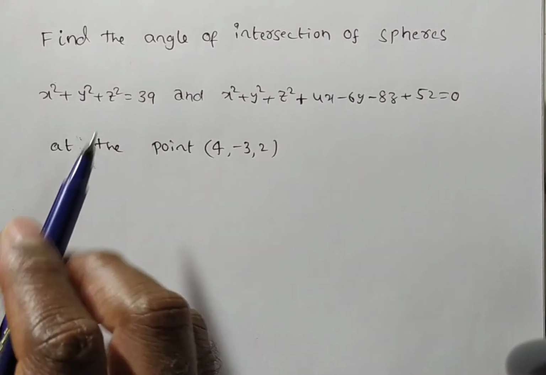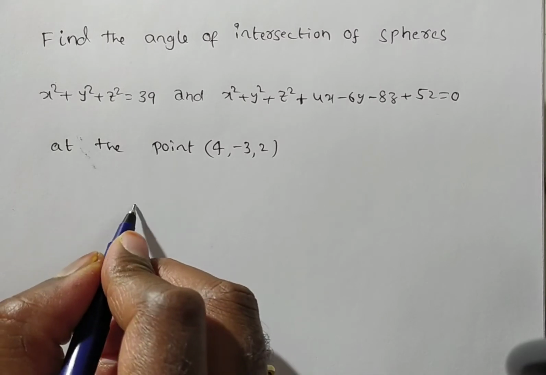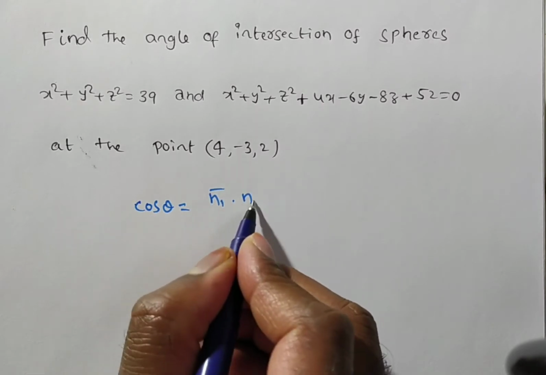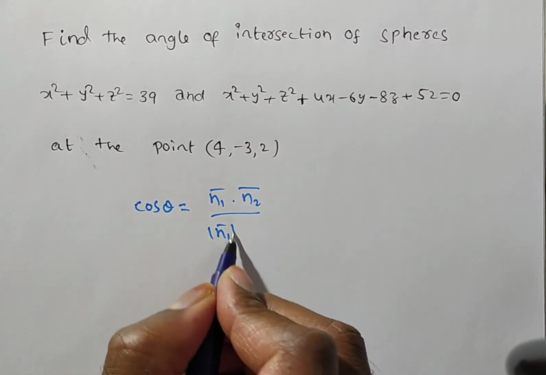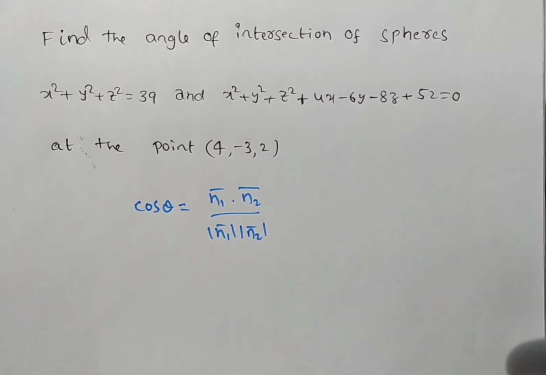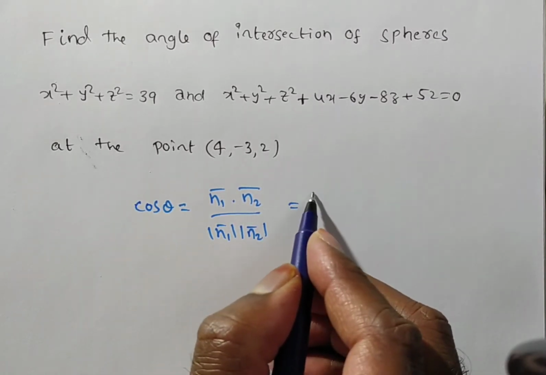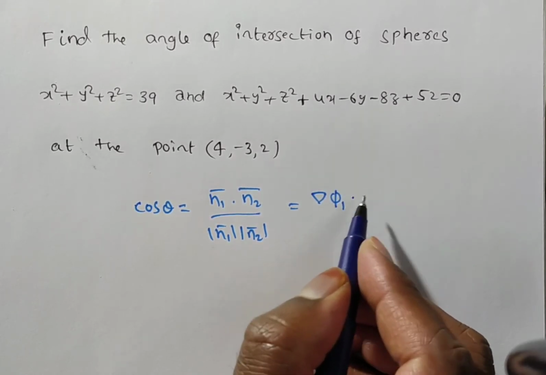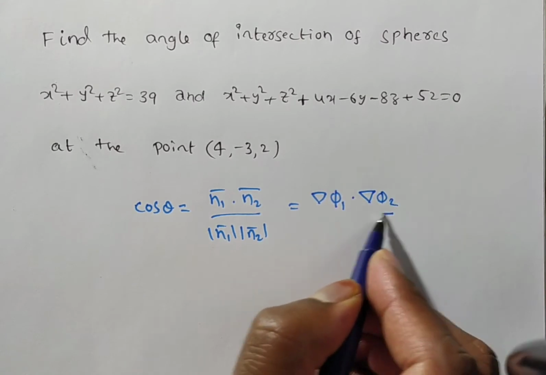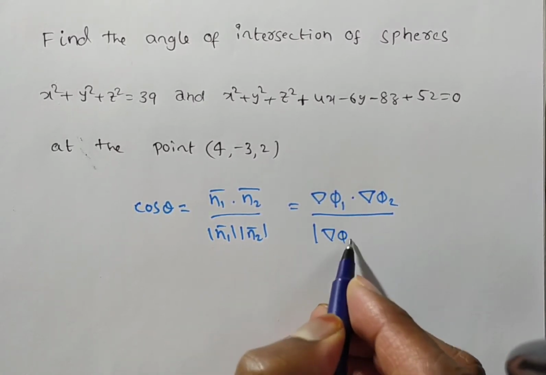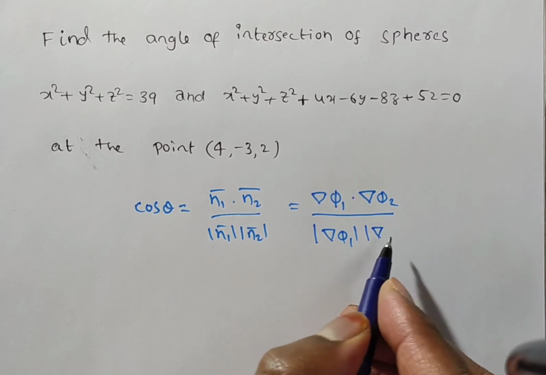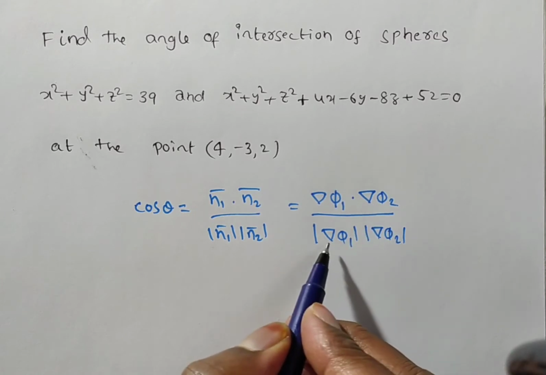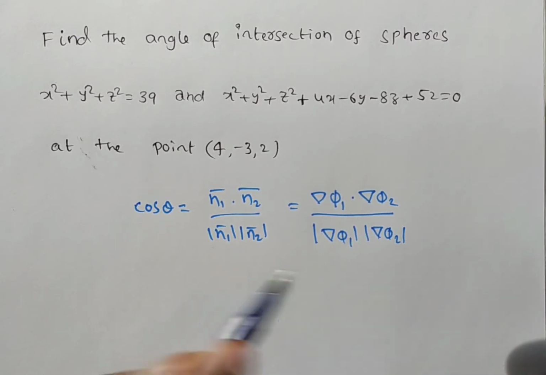Now you see, what is the angle of intersection formula we have? cos θ = (n1 bar · n2 bar) / (|n1 bar| |n2 bar|). Here n1 bar is nothing but the normal to the surface. If π1 is the surface and π2 is another surface, then cos θ = (∇π1 · ∇π2) / (|∇π1| |∇π2|), that is grad π1 dot grad π2 by mod of grad π1 into mod of grad π2. All are the same only, right?